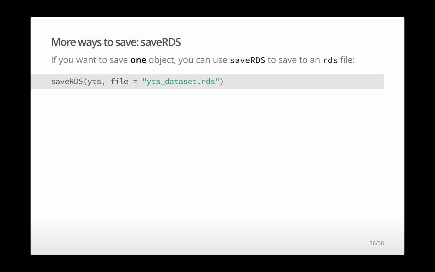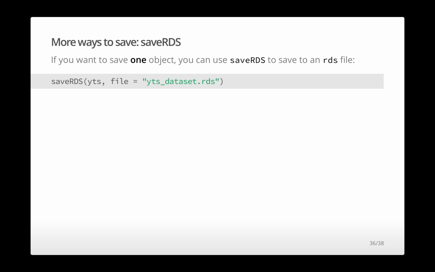So there is a way to save one thing. You want to save one thing? It's called an RDS. So you say saveRDS, the object, and the file. The suffix, the ending, is different. It's not an RDA, not an RData file, it's an RDS file. So this is if you want to, for example, save one data set out. So this is my analytical data set or something like that, and I'll load that in later.